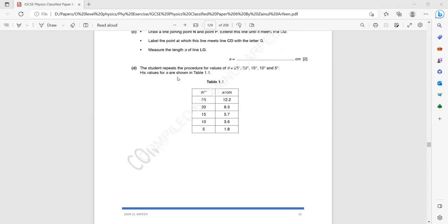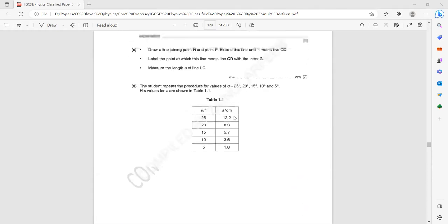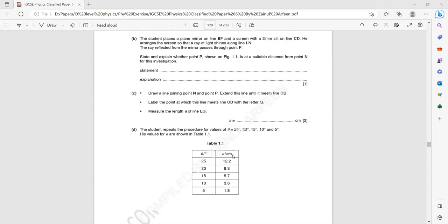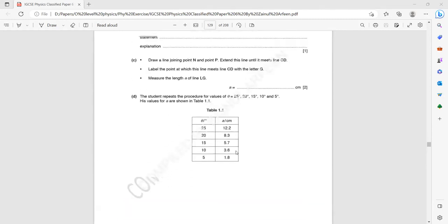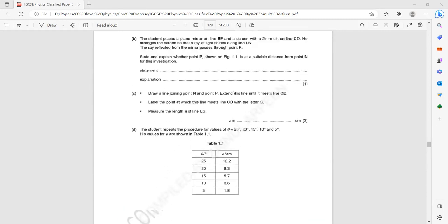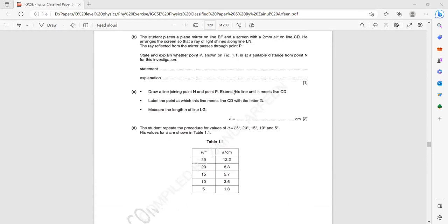The next one, the student repeats the procedure with different angles. You can see the student did angles 25, 20, 15, 10, and 5, and got the values 8, 12.2, 8.3. These are the values the student plotted, and from them you have to plot the graph and find the gradient of the graph.